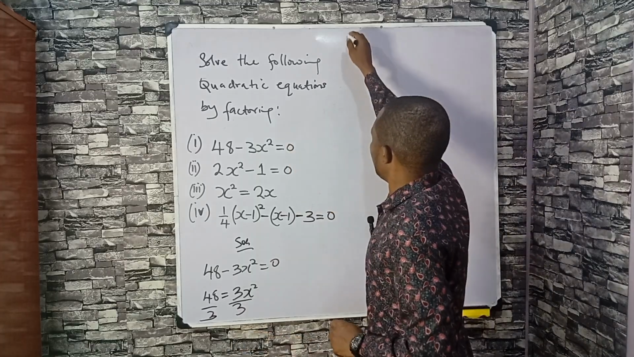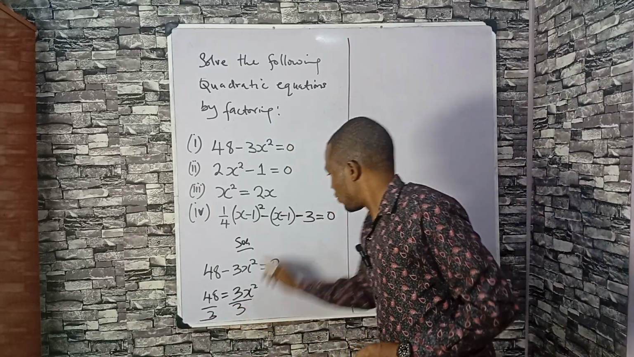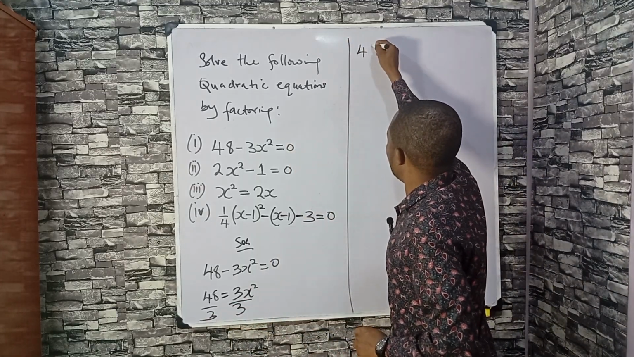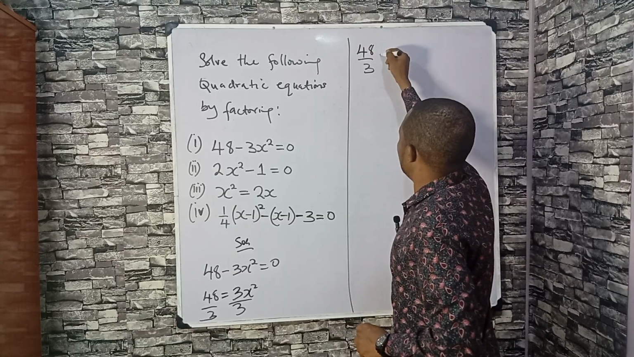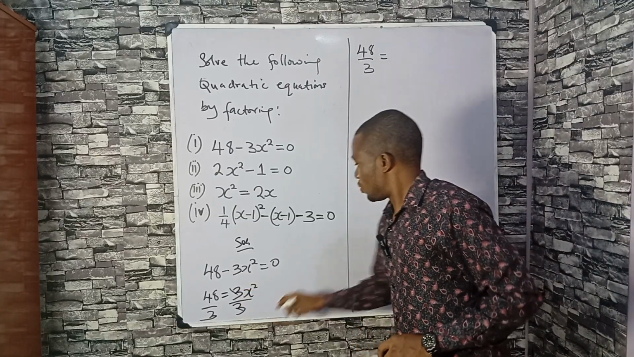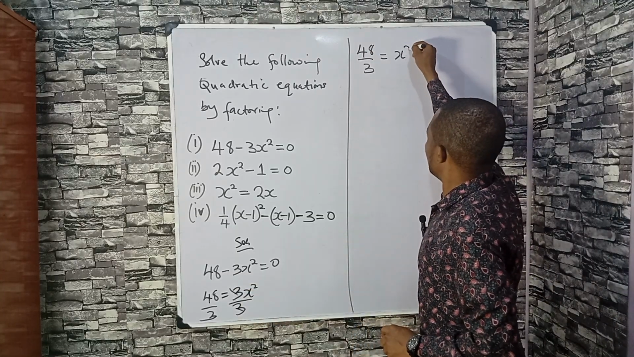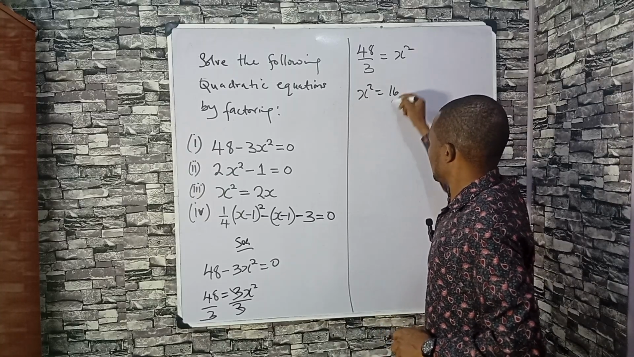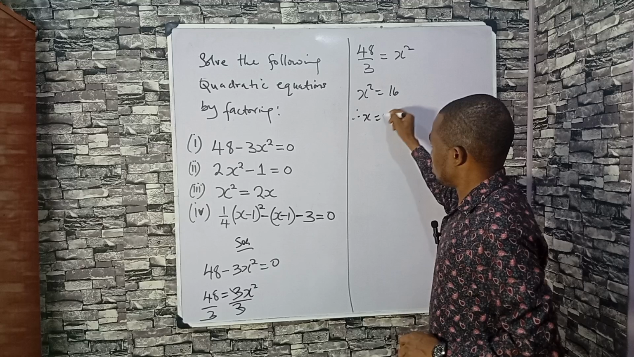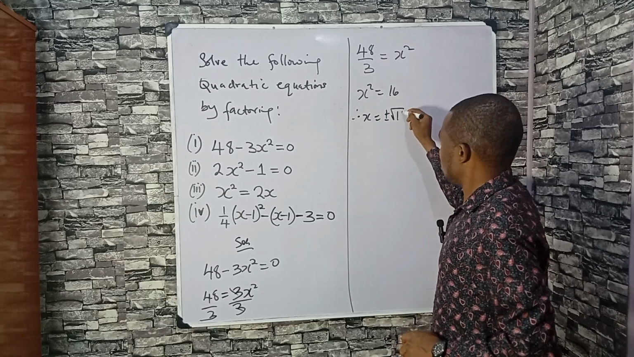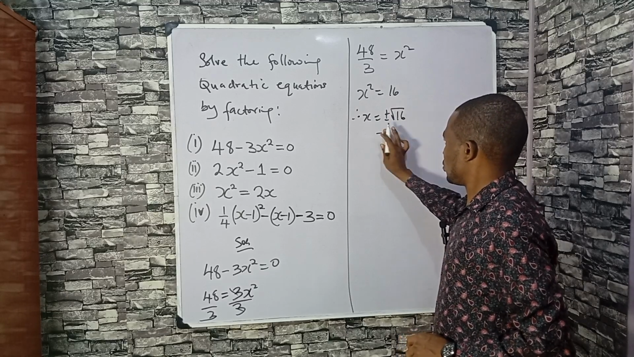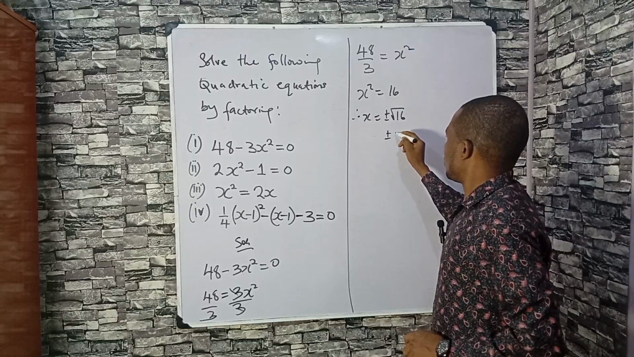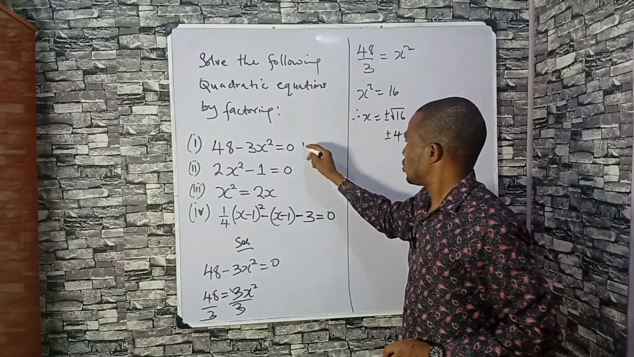If you divide by 3, you will have 48 divided by 3 is 16. Well, this will take care of this to have x squared. So x squared equals 16. Therefore, x is plus or minus square root of 16, which is plus or minus 4. That's for the first one.